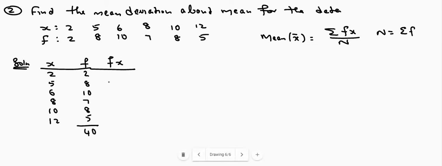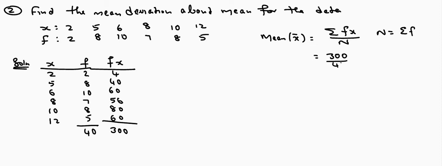Then now we find fx. f into x: 2 2s are 4, 5 4s are 40, 6 10s are 60, 8 7s are 56, 10 8s are 80 and 12 into 5 is 60. Here we get the sum as 300. Now the mean is 300 divided by 40, or 30 by 4, that is 15 by 2, or 7.5. Now if we find the deviations, deviation means d. D is equal to, from each xi we have to subtract x bar.